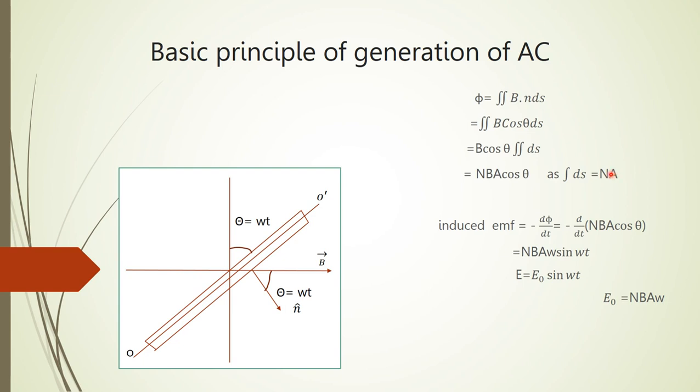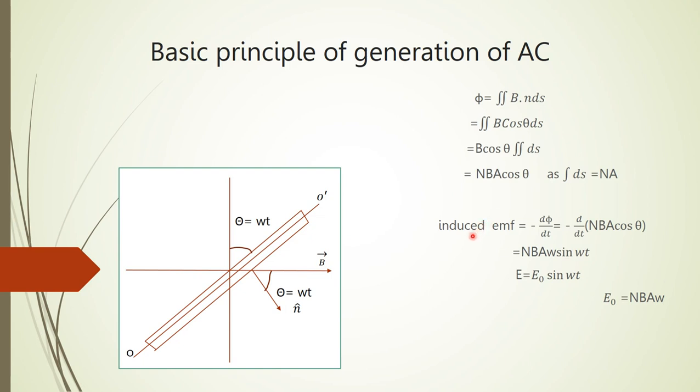Then the total flux phi is equal to B cos theta times the surface integral of ds, which equals NBA cos theta, because the surface integral of ds, that is the total area of the coil, is equal to NA, as capital A is the area of the turn and there are capital N turns. That is, total flux phi is equal to NBA cos theta.